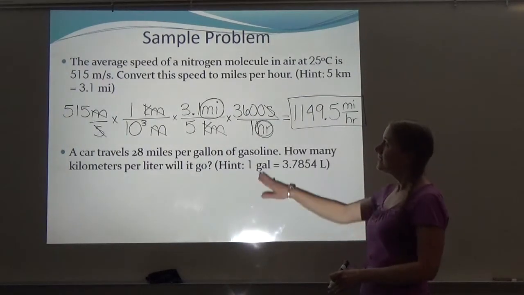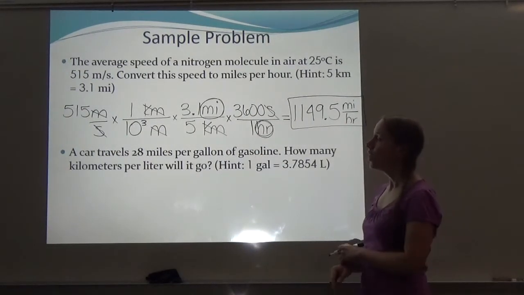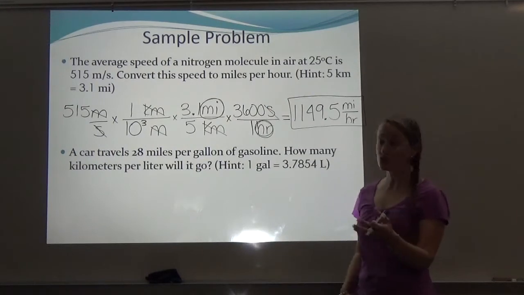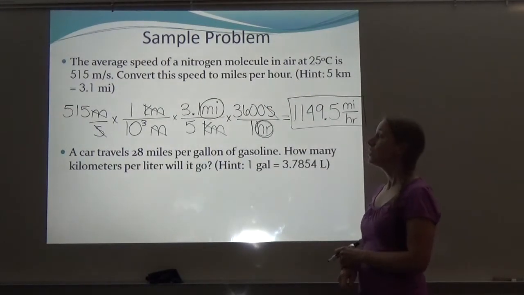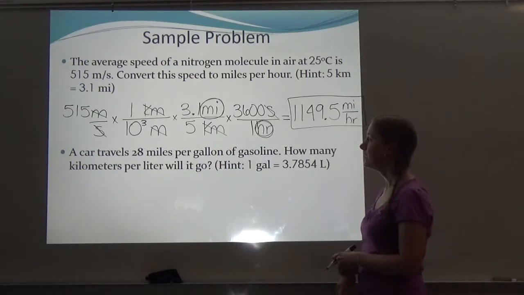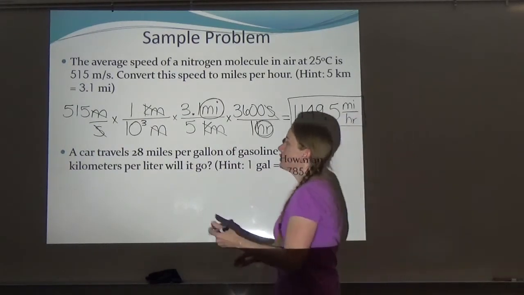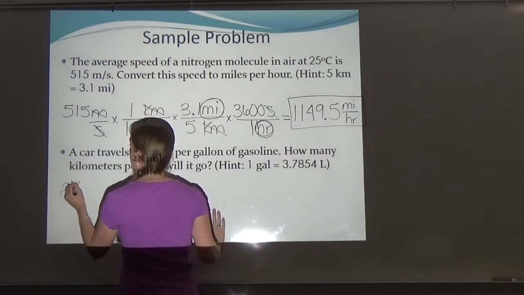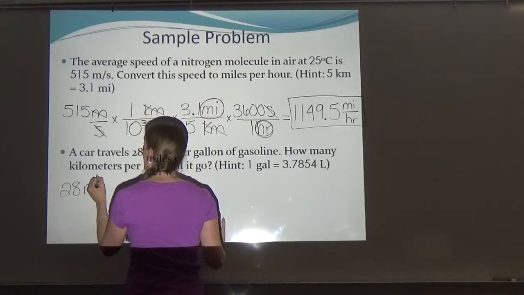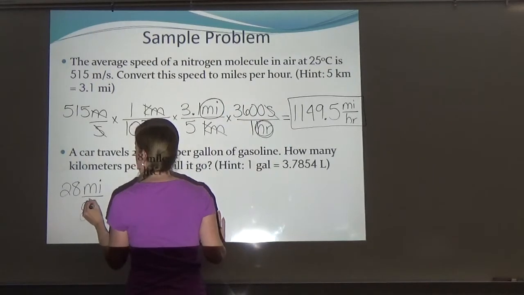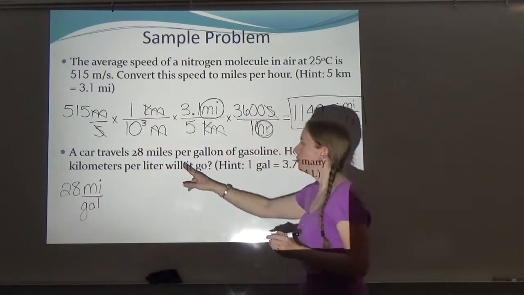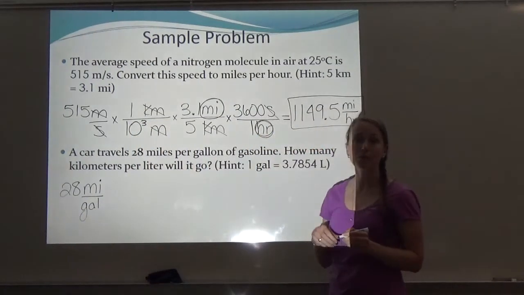All right, so let's look at the next one. It says a car, and you're more than welcome to pause it and try it on your own if you want. A car travels 28 miles per gallon of gasoline. How many kilometers per liter will it go? Okay, so we have 28 miles per gallon of gasoline. We're trying to get to kilometers per liter.